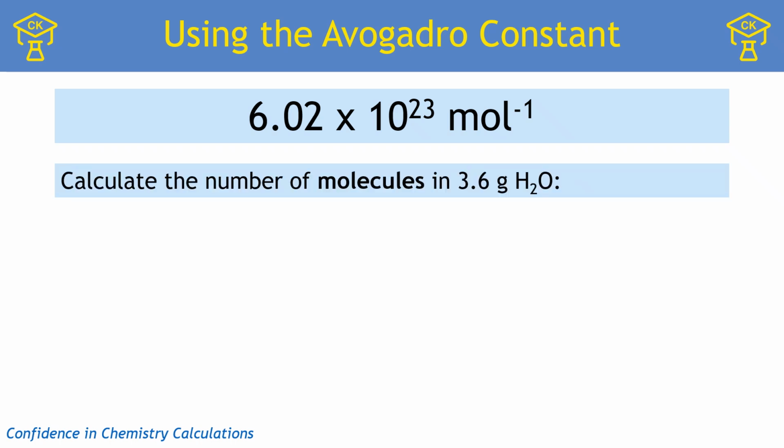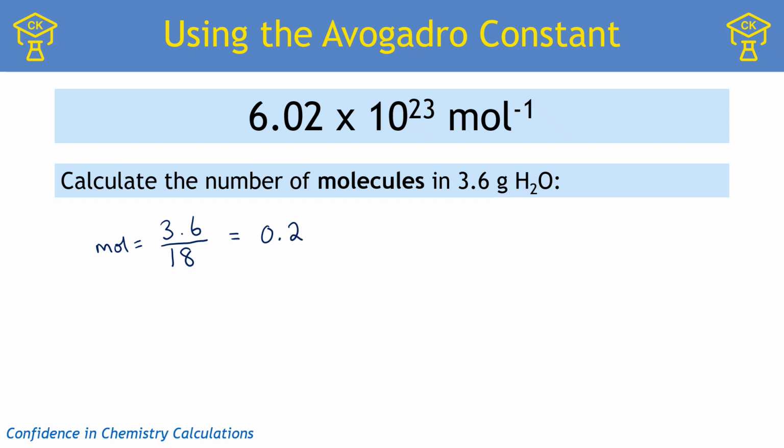Calculate the number of molecules, so it does not say number of moles, it says number of molecules, in 3.6 grams of H2O. So my first step with this, because the Avogadro constant is in per mole, is to work out the number of moles, which is my first step for pretty much every chemistry calculation I do. So I've got the mass is 3.6 grams, and the molar mass of water is 18, and that gives me a number of moles of 0.2.